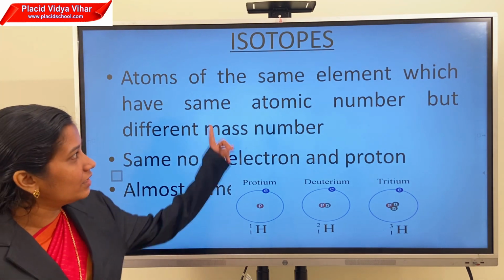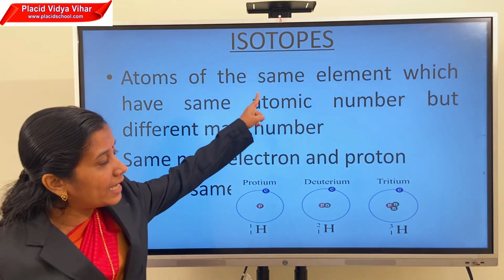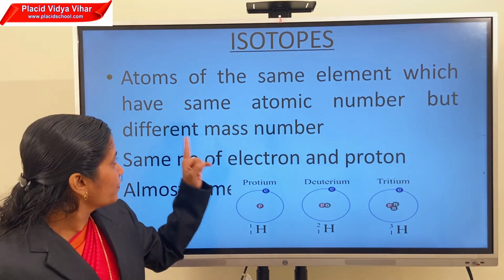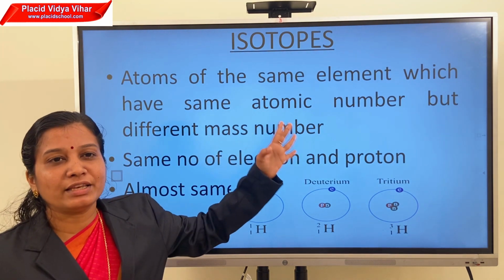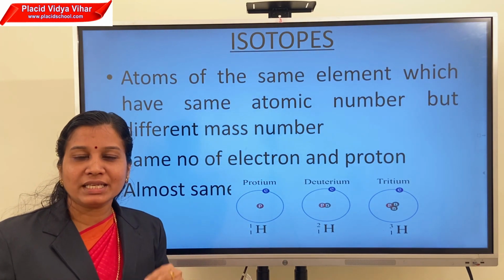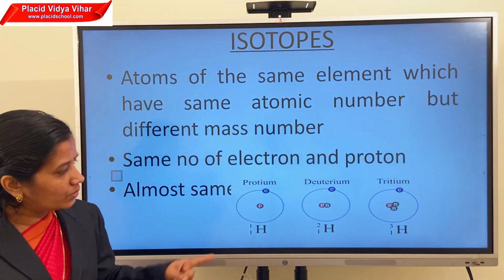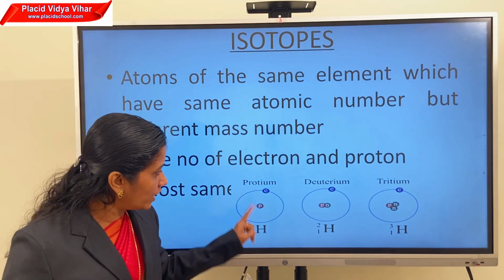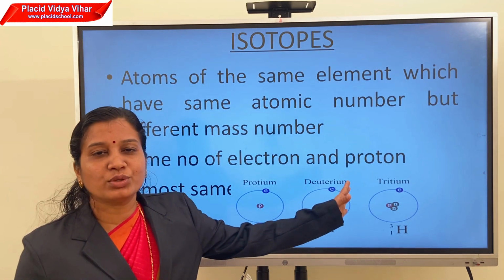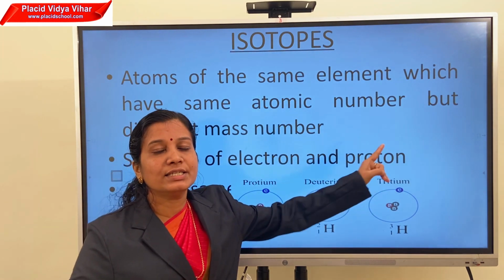So first we consider what is meant by isotopes. Isotopes are the atoms of the same element. So that is very important. Atoms of the same element which have same atomic number but different mass number. Same element means same atomic number with different mass number. So you see these examples: 1H1, 1H2, 1H3. So these are 3 isotopes of hydrogen. So we named as protium, deuterium and tritium.